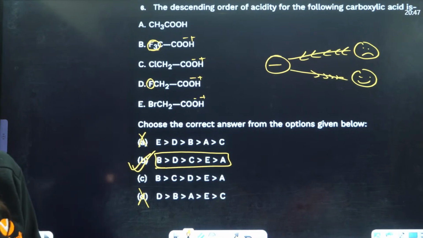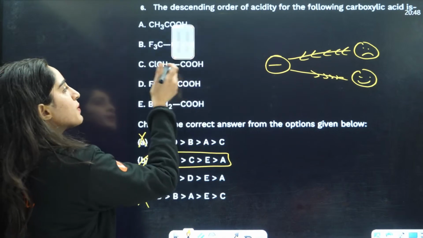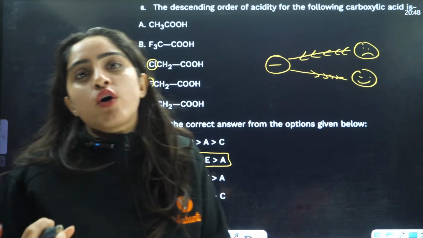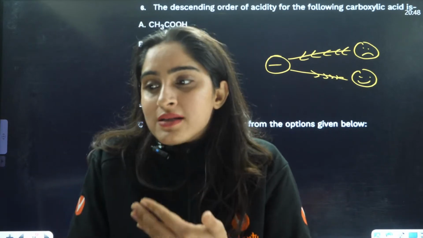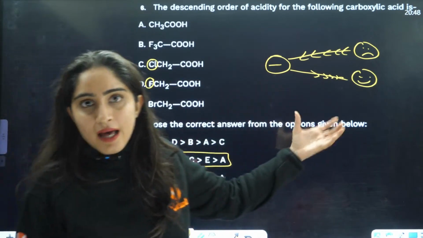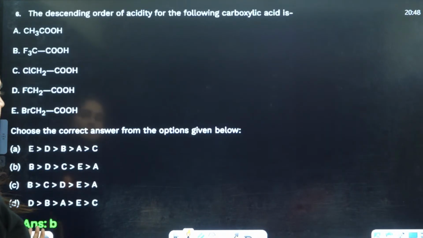Everybody in the comment section, is that clear to all of you, students? Is that clear? Yes? B, beta, B. Why B? Because here it is chlorine, and here it is fluorine. Fluorine is more electronegative, that is why its electron withdrawing capacity is more. The more the electron withdrawing capacity, the more stable is the carbanion, and the more will be the acidity. Right? Okay, so B will be the correct answer here.